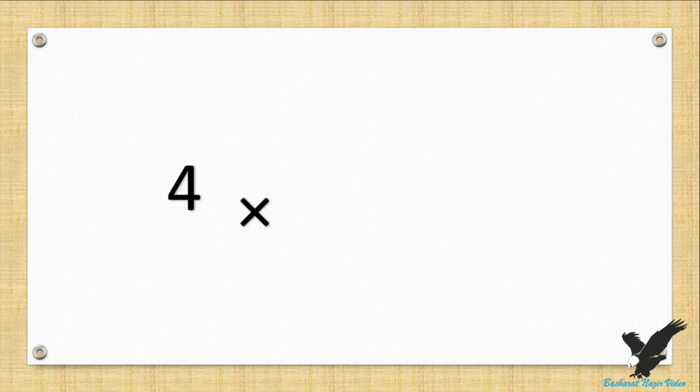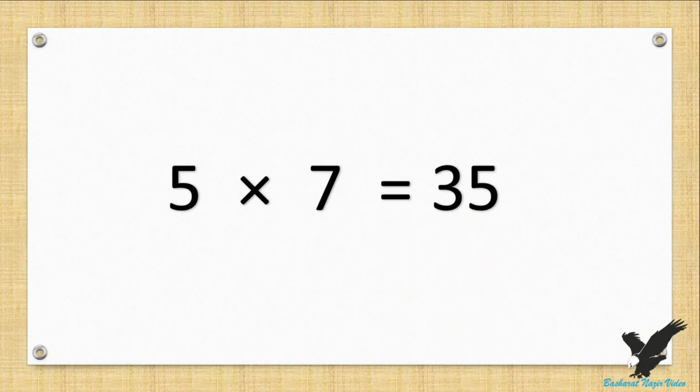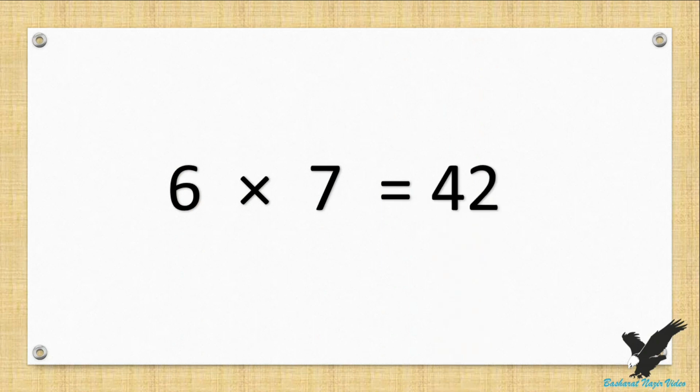4 times 7 equals 28. 5 times 7 equals 35. 6 times 7 equals 42.